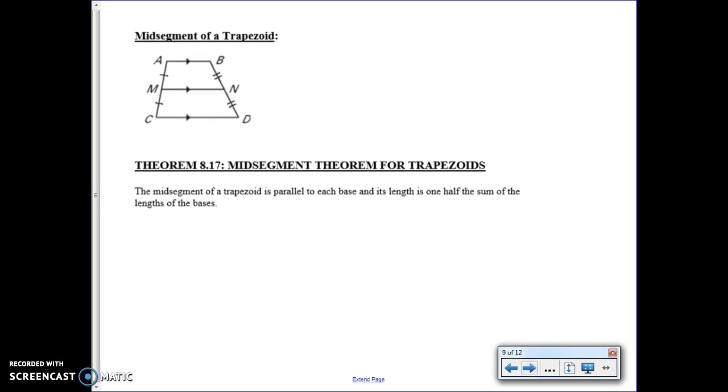All right, the midsegment of a trapezoid is a segment that connects the midpoints of its legs. A segment that connects the midpoint of its legs.